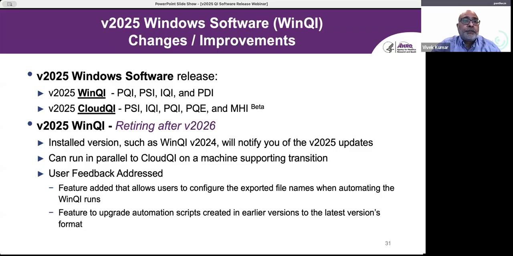Another piece of feedback was that automation script often broke when upgrading to the new version of the software. We have addressed that by adding a simple one-click upgrade process, which will let you upgrade your script from a prior version to the new version. And finally, further details are available in the software instruction document on the website. Next, please.